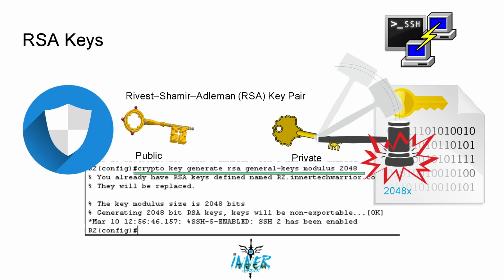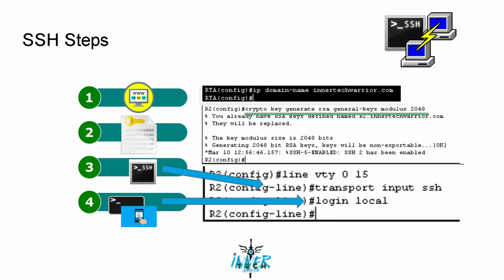This means that a 2048 RSA key provides a high level of security, as it would take an enormous amount of computing power and time to derive the private key from the public key. Then, we need to create a login to authenticate and enable transport input SSH on the VTY lines.